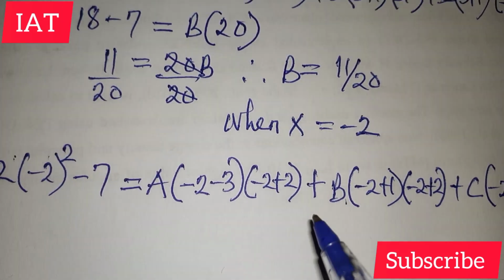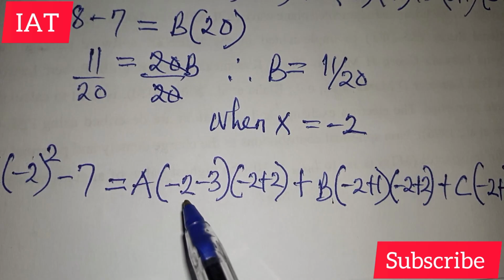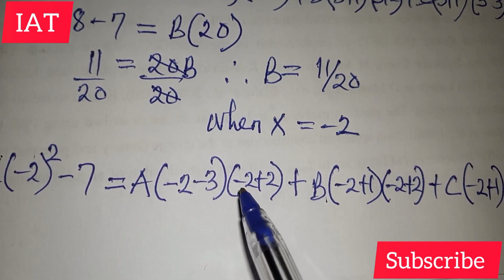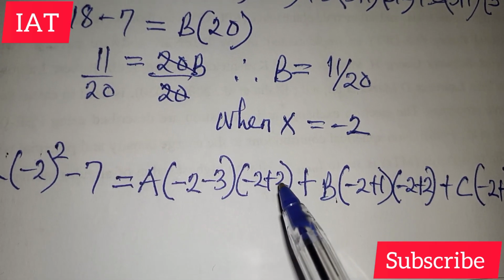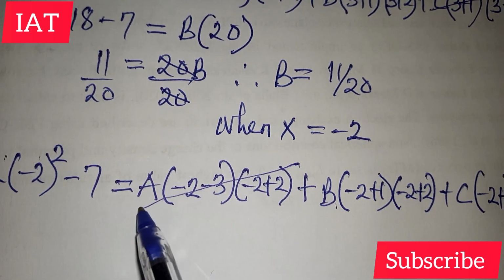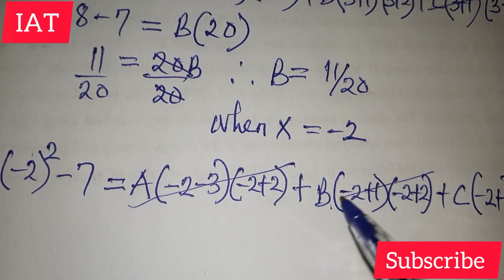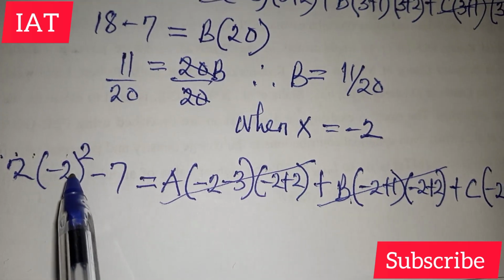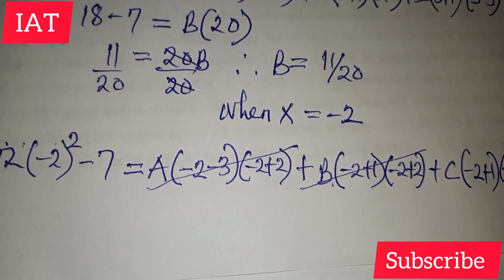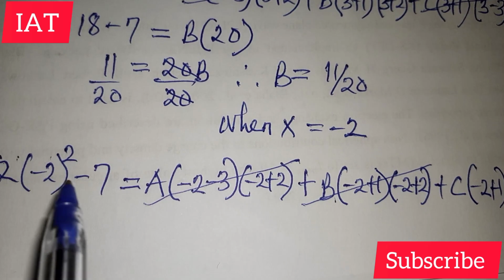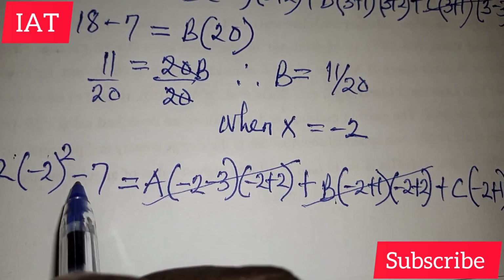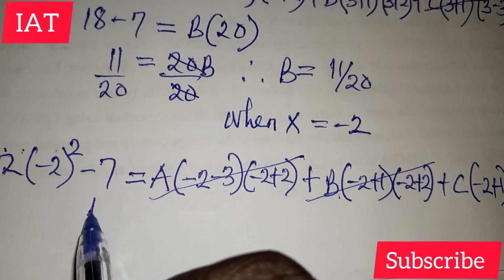Alright. So keep in mind we want to eliminate a and b. So if you notice minus 2 plus 2, this will give us 0. That means the whole of this will go. And also minus 2 plus 2 will give you 0, and the whole of this will go. So we have this to be minus 2 squared will give 4, and 2 times 4 will give 8, and 8 minus 7 will be 1.